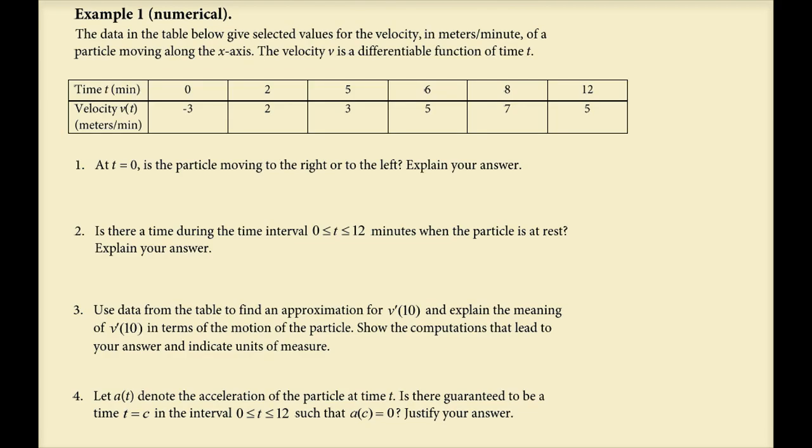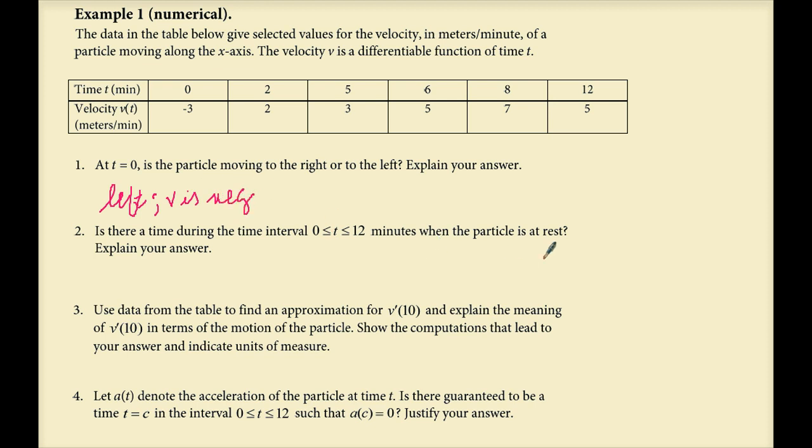The data in the table below gives selected values for the velocity in meters per minute of a particle moving along the x-axis. The velocity v is a differentiable function of time t. So let's see if we can answer these questions. At t equals 0, is the particle moving to the right or to the left? Explain your answer. Since velocity is negative 3 at t equals 0, we know the particle is moving to the left. Why? Velocity is negative there.